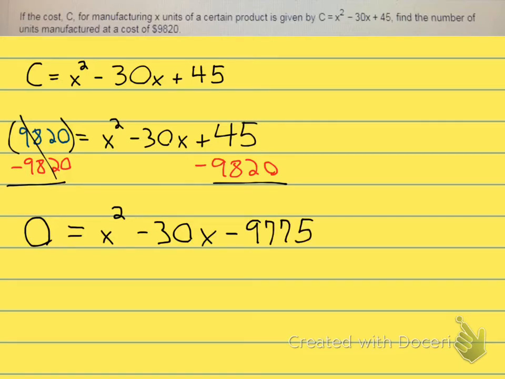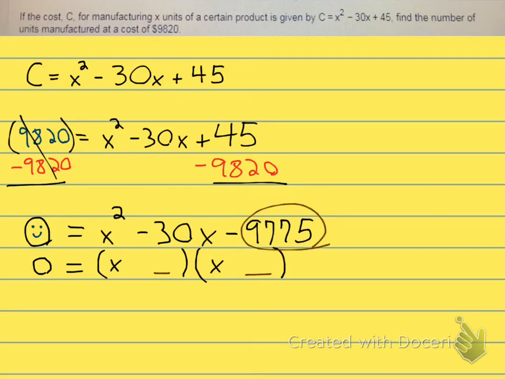Okay, so first step, solving a quadratic equation, get it equal to 0. Done. Now we need to factor. So to factor this, it is a trinomial. It has a leading coefficient of 1, so it's an easy one. We can go straight to our two binomials. The first two are going to give me x squared, so that's going to be x and x. And now the last two need to multiply to give me 9,775.